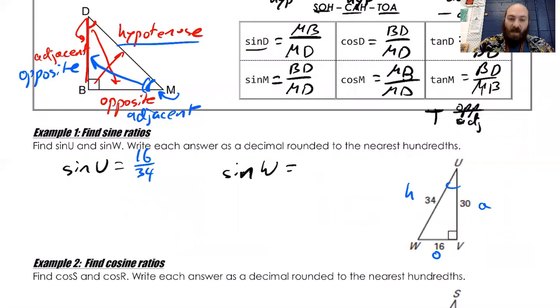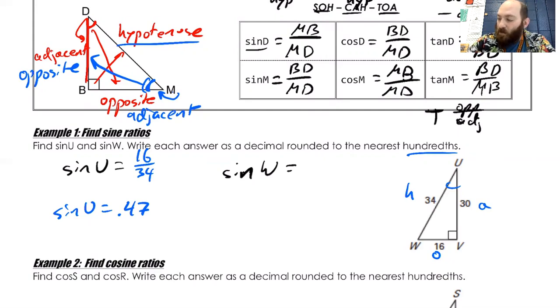It says here to write each answer as a decimal rounded to the nearest hundredths. So I'm going to go ahead and plug that in my calculator and find out what the sine of U is equal to. So sine of U is equal to 16 divided by 34, and that's going to give me 0.47. That's it.